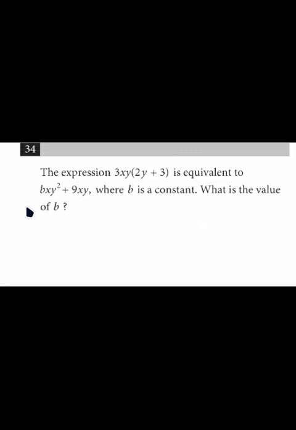Okay, so for question 34, we have 3xy times 2y plus 3. That's just 3 times 2 is 6x, y times y is y squared, plus 3xy times 3 is just 9xy. What is the value of b? We have bxy squared plus 9xy, so b is just 6. So correct answer is 6.